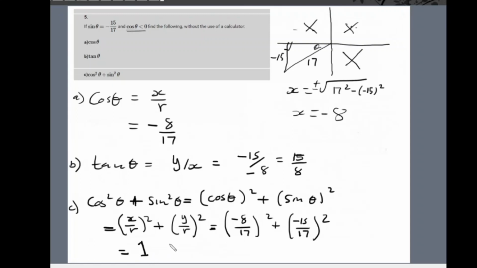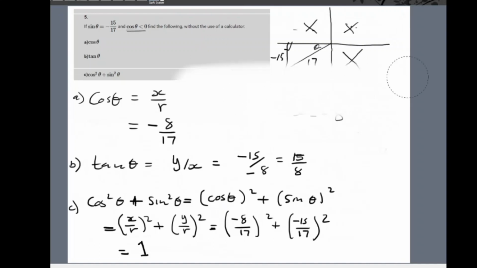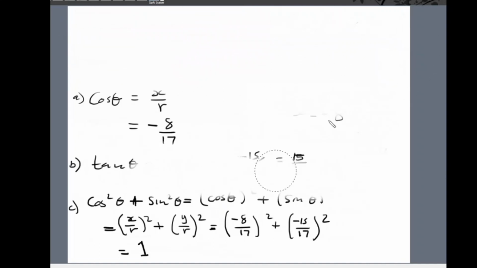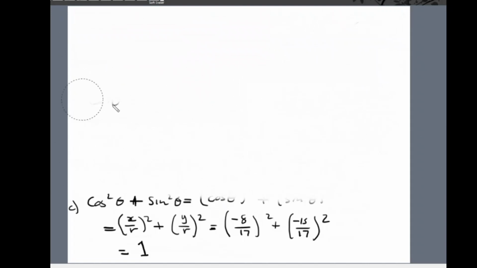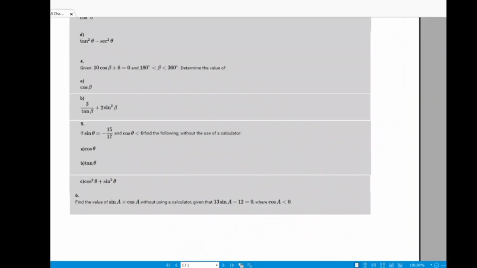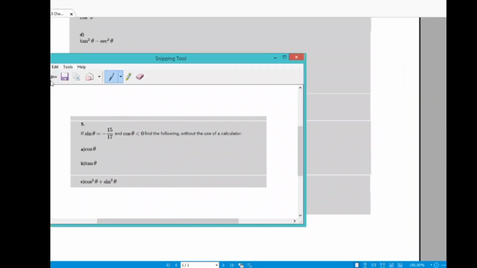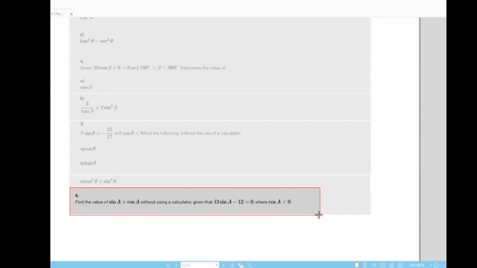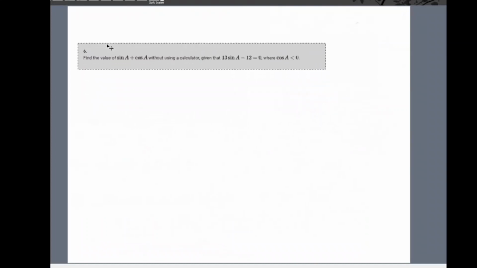Right, so we are done with question 5. Let us create space for question 6. So our last question is question 6. Question 6 asks us to find the value of sine A plus cos A without using a calculator, given that 13 sine A minus 12 is 0, where cos A is negative.